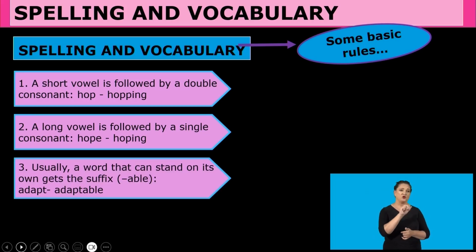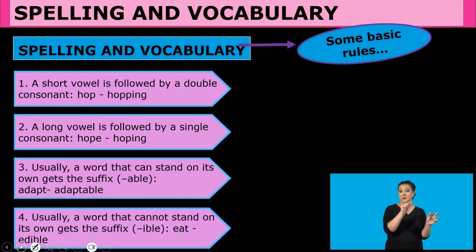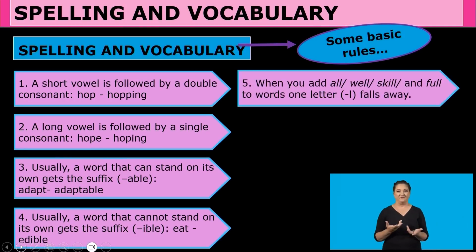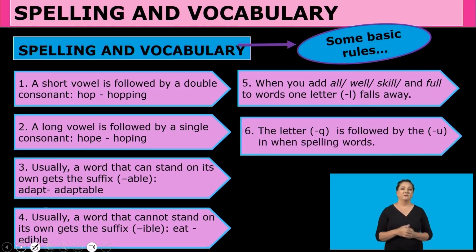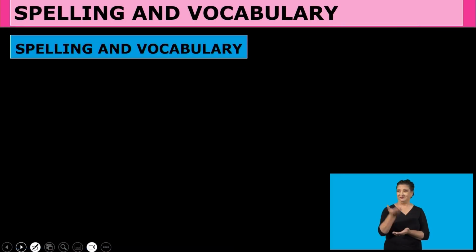Usually a word that can stand on its own gets a suffix able, as in adaptable, all right. However, usually a word that cannot stand on its own gets a suffix ible, as in eat becomes edible, all right. When you add all, well or skill and full, the word will lose one L, all right. One L will fall away when we add it to the end of the word. The letter Q is always followed by a U when we are spelling words. Now that little rule you learned since you were in grade 1.